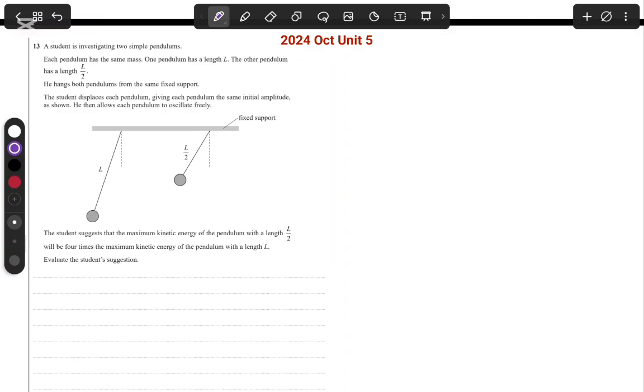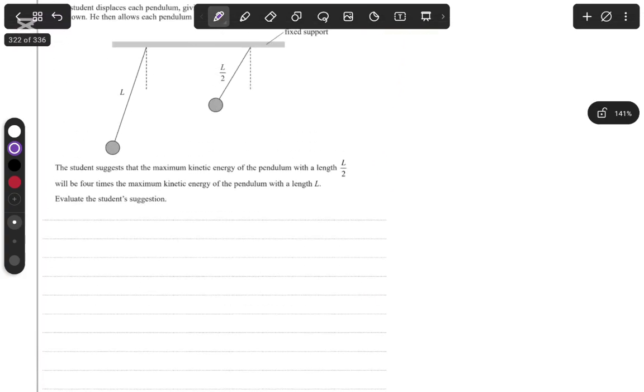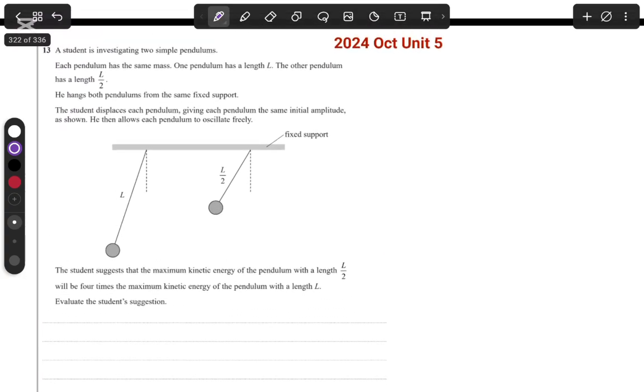This is going to go into the oscillation playlist. 2024 October Unit 5, question 13. We can do the question. And if you want to go for the examiner report and the mark scheme, check the end of the video. So, let's start this question. It was a 5-marker question and a bit of a tricky question, so we'll try this one.